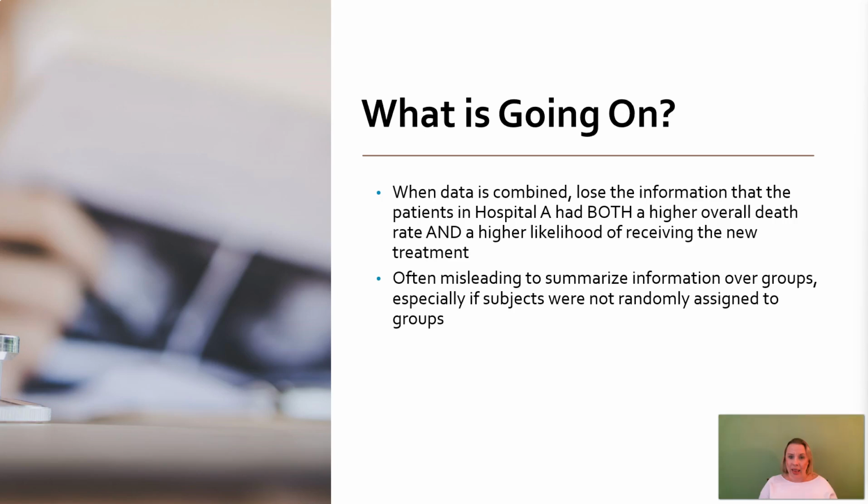So what's going on? The point of this is to demonstrate how you present your data can be misleading if we over-summarize our information. Sometimes it's really important to make sure that you have your information separated out into different groups, especially when the subjects are not randomly assigned. In the case of the hospitals, they weren't randomly selected because patients selected the hospital they wanted to go to for treatment.